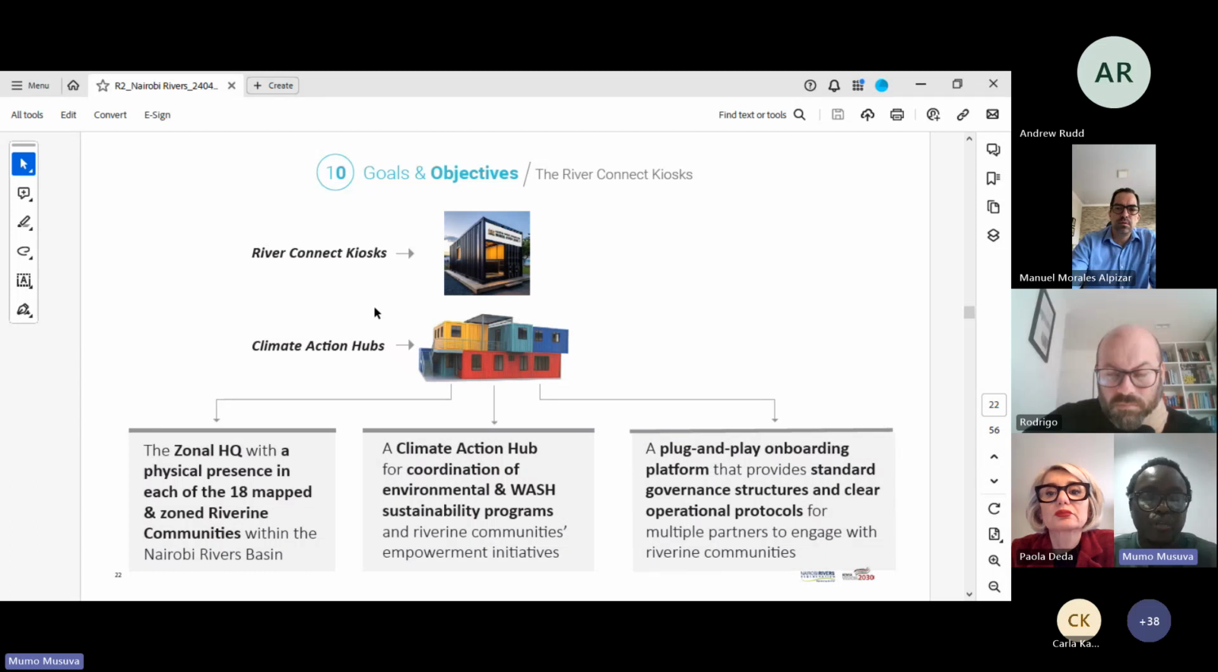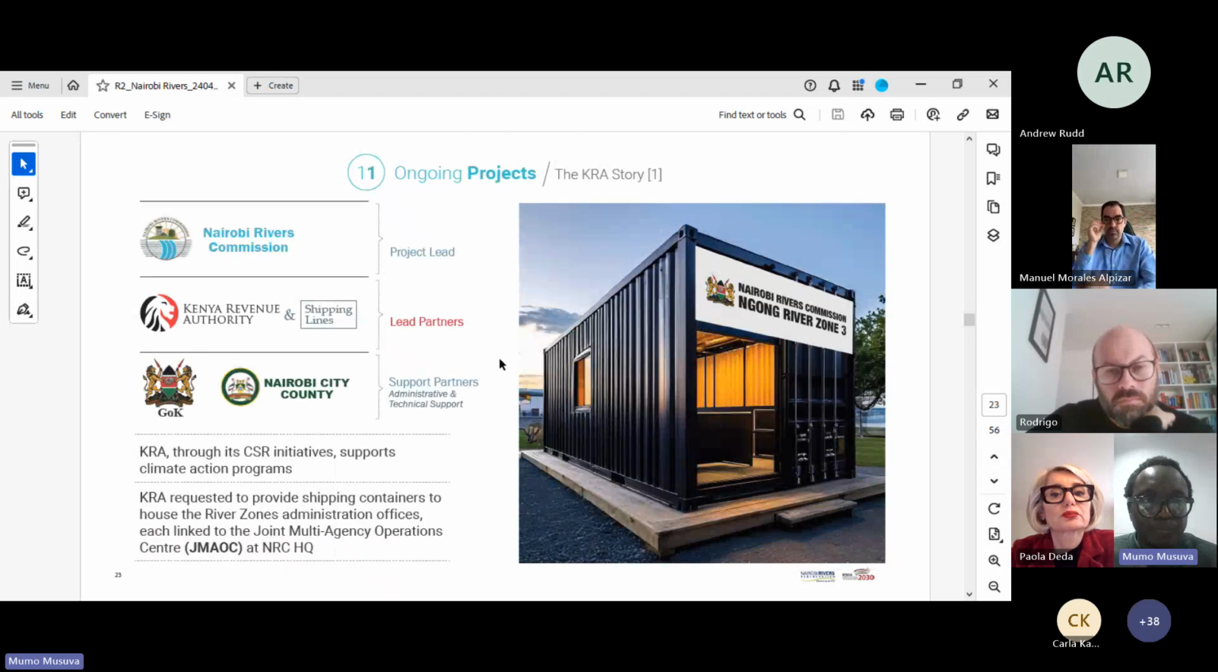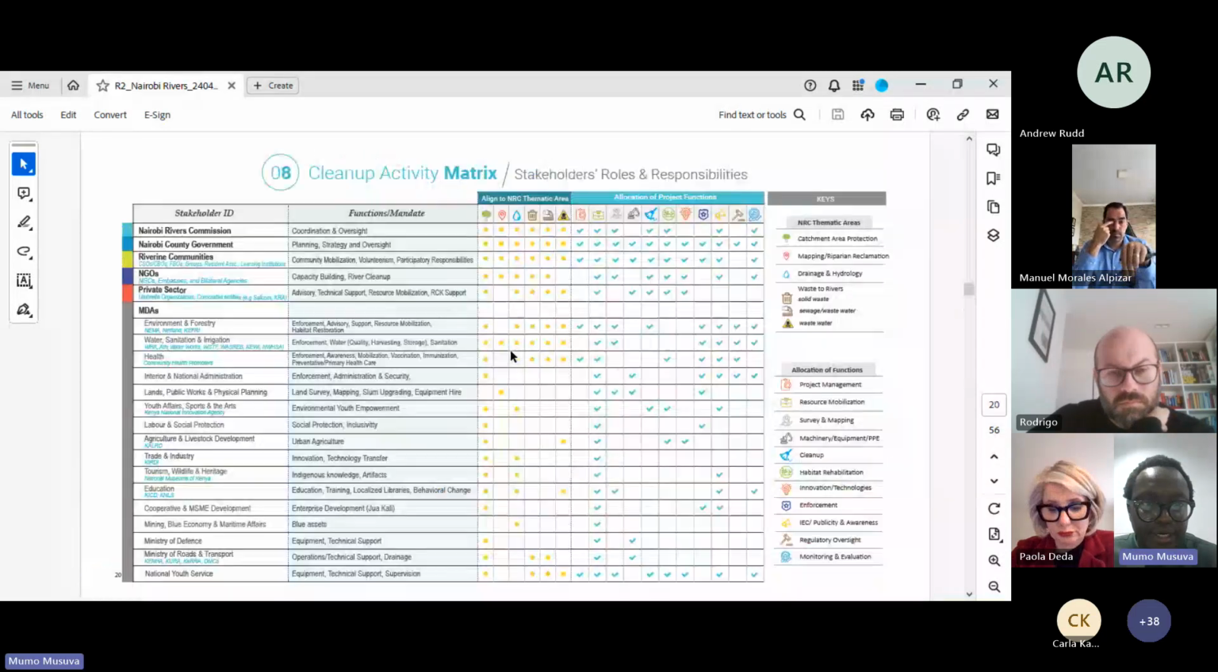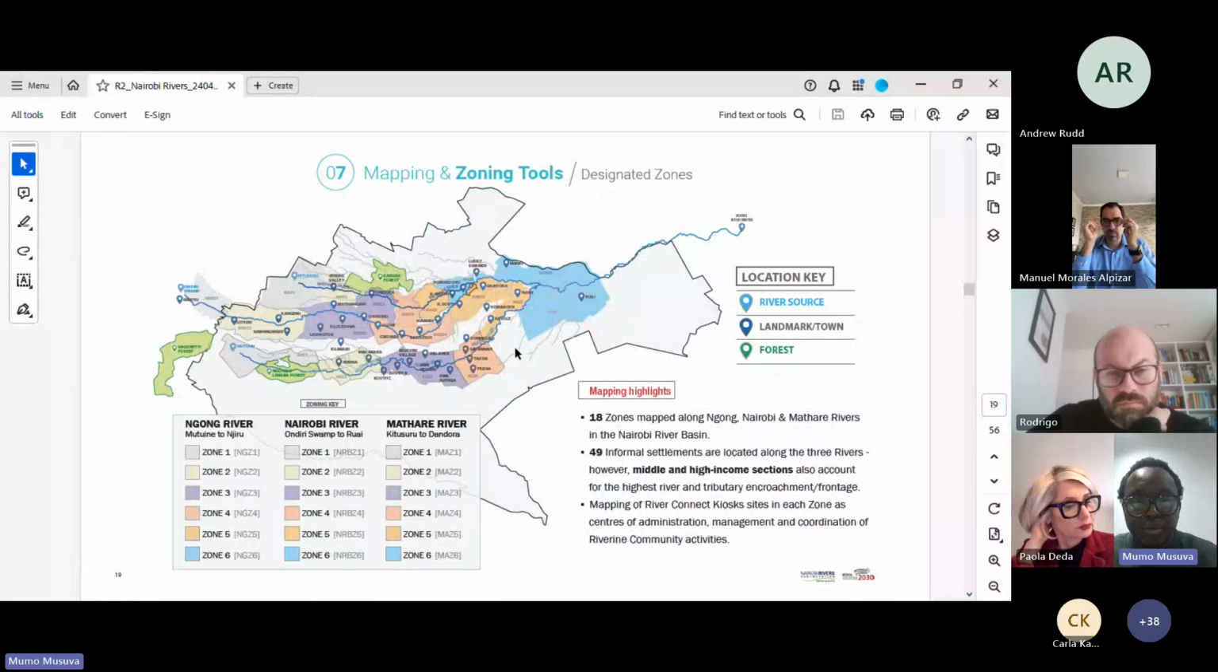So this has been one of the solutions that we're actually very proud of within the planning and the thinking of that, and it's being driven by the community. So through these centers, we're able to advocate and be able to design into them women groups, community groups, youth, and the like as part of this program. Thank you. I hope that speaks to that question, at least from Nairobi's perspective.